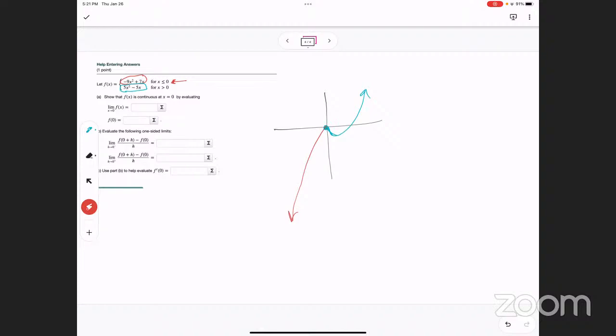They're saying show that f of x is continuous at 0 by finding the value of f of x as x goes to 0, and then also by finding what f of 0 is.